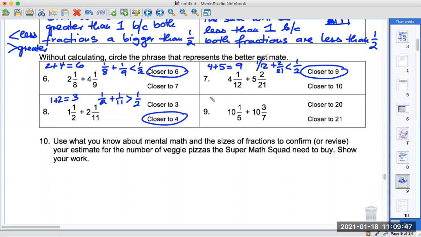And the last one, 10 plus 10 is 20. And then we have to figure out 1/5 plus 3/7. That's a little tricky. Is that going to be less than 1/2 or greater than 1/2? This is a hard one because it's not so simple. And 1/5, I'm going to draw that out. This is 1/5. And then where are we? 3/7.